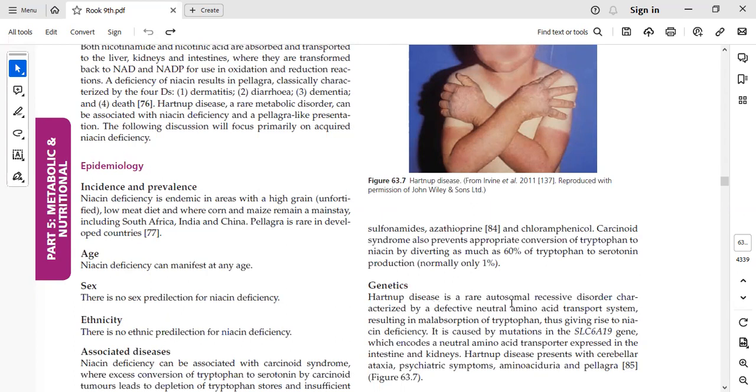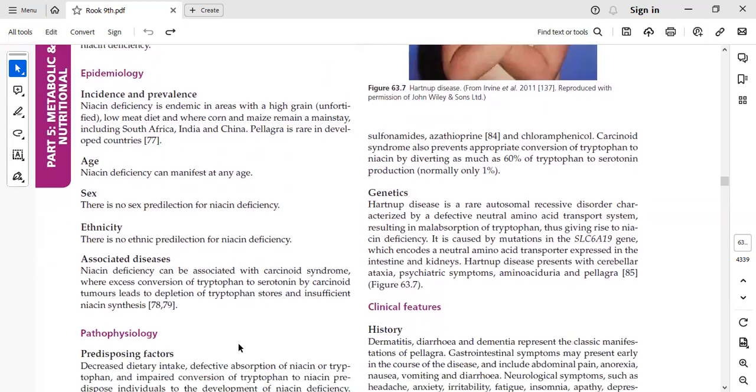This is a genetic disorder, Hartnup disease, and in carcinoid syndrome, this is a serotonin-producing tumor where, because serotonin is also made from the tryptophan, all the tryptophan is shunted into the synthesis of serotonin, resulting in decreased tryptophan levels in the serum and consequently decreased niacin levels in the blood. So, in the carcinoid syndrome and in the Hartnup disease, you somewhat have the similar pellagra-like dermatitis presentation in these patients. Again, there is no age, sex, or ethnic predilection for niacin deficiency.